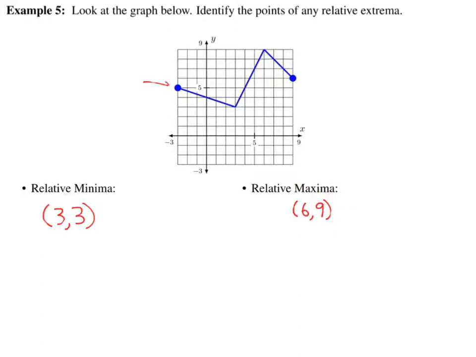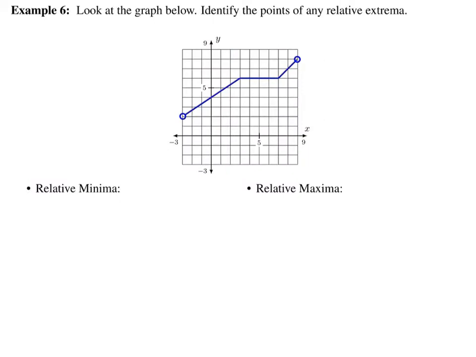Okay, not so bad. Oh, except the endpoints, you might say, that left endpoint is a maximum because it's bigger than the spots nearby. But there's a special rule that says endpoints can't be relative maxima or relative minima. So neither of those endpoints, as beautiful as they are, are allowed to be extrema, relative extrema.